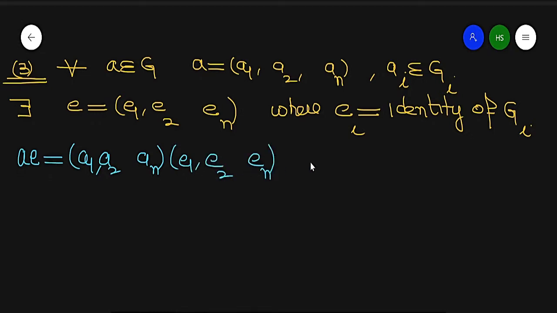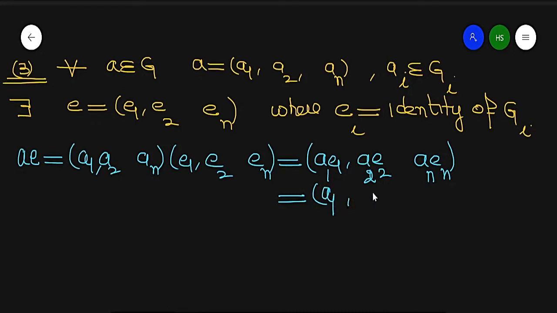So what does it mean? It means this is (a e1, a e2, ..., an en). Now this value is equal to (a1, a2, ..., an). Since a1 is a member of G1 and e1 is the identity, it acts as a1, and similarly a2, and so on up to an. So it means this is equal to a.